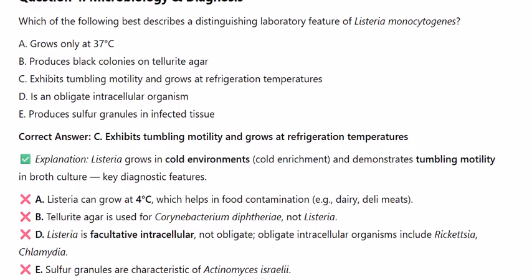Correct answer C. Exhibits tumbling motility and grows at refrigeration temperatures. Explanation: Listeria grows in cold environments, cold enrichment, and demonstrates tumbling motility in broth culture. Key diagnostic features. A. Listeria can grow at 4 degrees Celsius, which helps in food contamination, e.g.